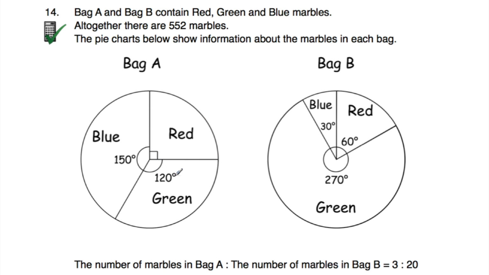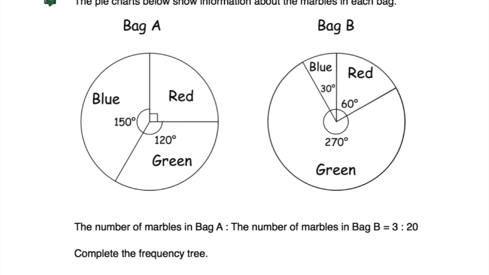We know that 120 degrees is green. That's a third of them, because a third of a full circle is 120 degrees. So a third of the marbles in bag A would be green, and the rest of them would be blue. And in bag B, we know that 3/4 of them are green, because 270 degrees is 3/4. And the rest, we've got 60 degrees, that's a sixth of a full circle, and that means a sixth of them are red and the rest are blue.